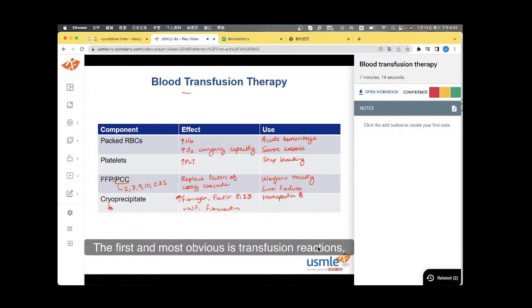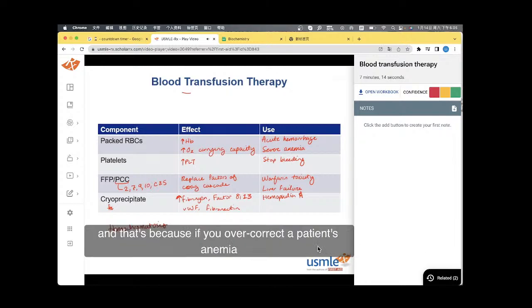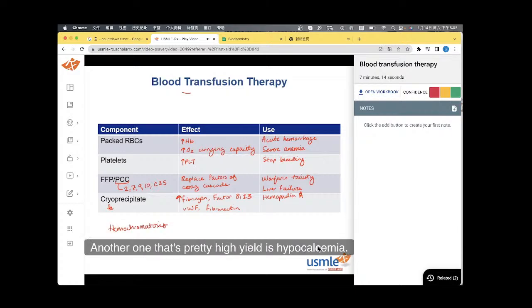The first and most obvious is transfusion reactions. But the more high-yield ones that we can be asked about are hemochromatosis, and that's because if you overcorrect a patient's anemia, you can give them too much iron-containing red blood cells. Another one that's pretty high-yield is hypocalcemia, and this is because the very chemical makeup of the transfusion products has the ability of chelating and binding calcium in the bloodstream. Another thing that can happen is hyperkalemia.